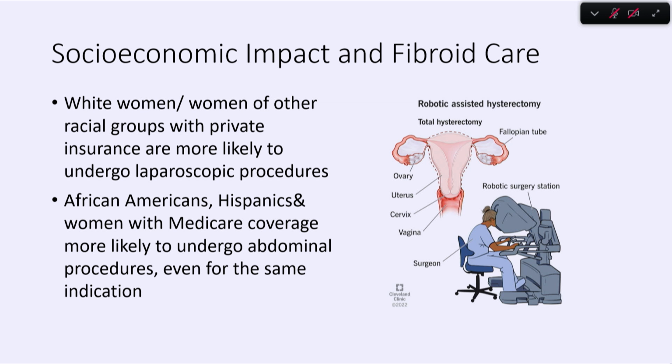As far as the socioeconomic impact and fibroid care, we know white women and women of other racial groups with private insurance are more likely to undergo laparoscopic or minimally invasive procedures, such as the robotic procedure, the laparoscopic procedures. And that African Americans, Hispanics, and women with Medicare coverage are more likely to undergo abdominal procedures, even for the exact same indications when they were put side to side. So if you undergo an abdominal procedure, that's a much more invasive procedure. Hospitalizations are longer. Risk of postoperative complications are higher, including infections, bleeding, and other things that can come after abdominal surgery.